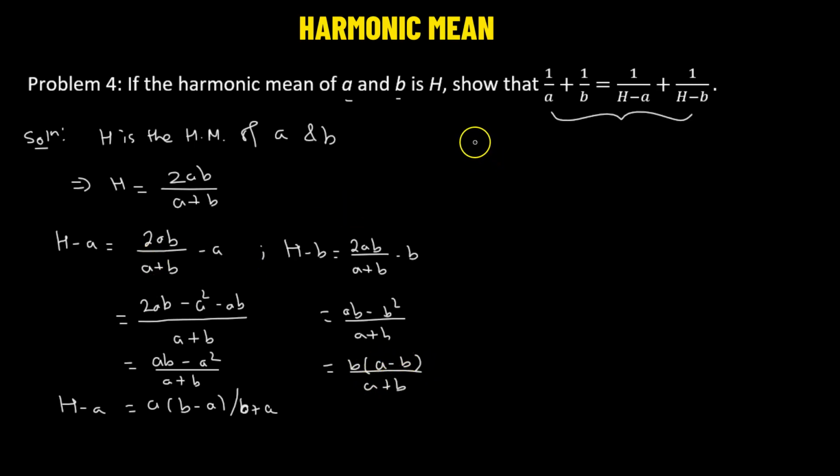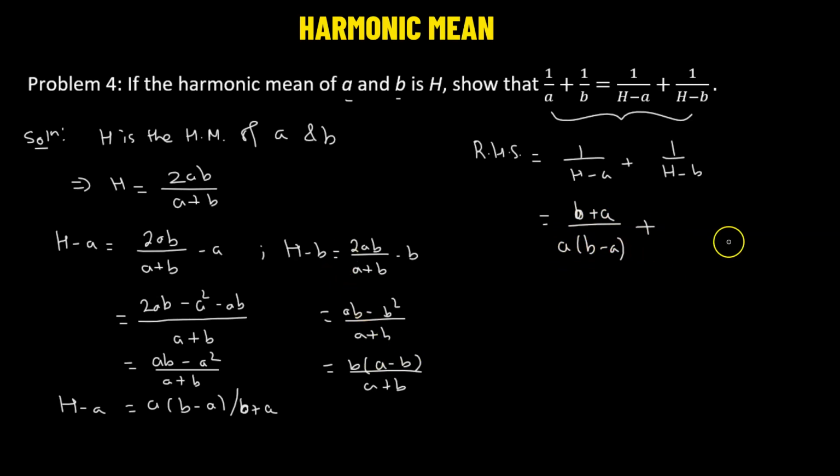So we'll start our problem from the right hand side. On the right hand side we have 1 over h minus a added to 1 over h minus b. Fine, so let's substitute the values here. 1 over h minus a: taking the reciprocal of the value of h minus a gives us b plus a divided by a times b minus a. Then plus the reciprocal of h minus b, which is a plus b divided by b times a minus b.